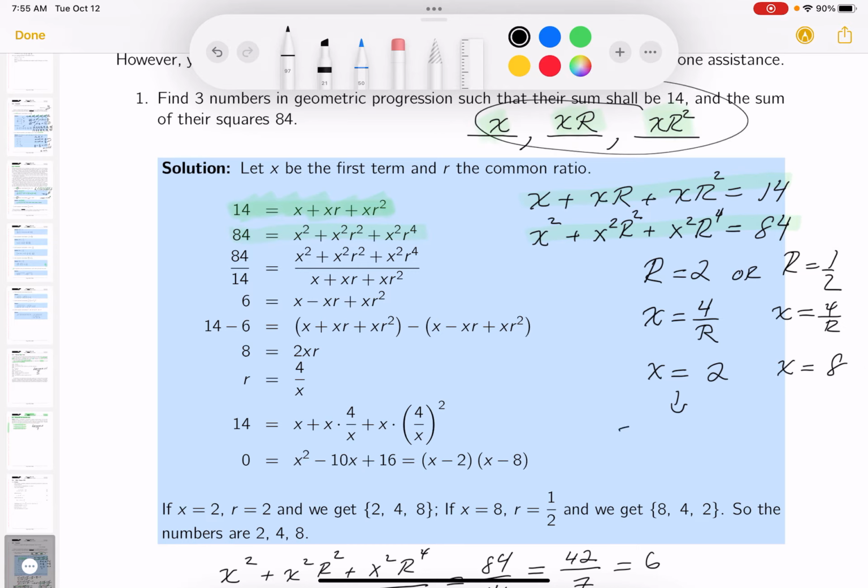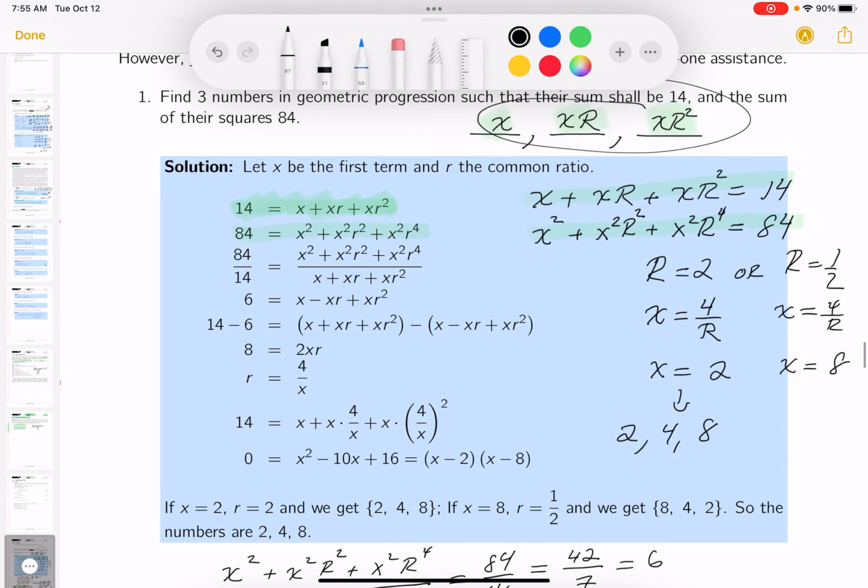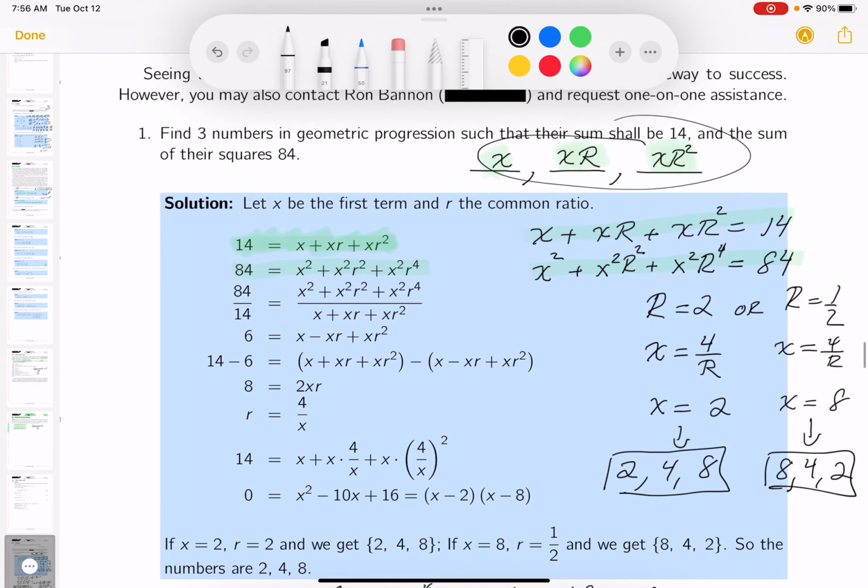X is 2. And let's see, r is 2, right? So you get 4 here. And then what would you get? Well, let's see. That would be 8, right? That's this sequence here. Let's do this one. 8. And what? R is a half, right? So that's going to be 4. And again, r is a half, so it would be 2. Get this sequence.